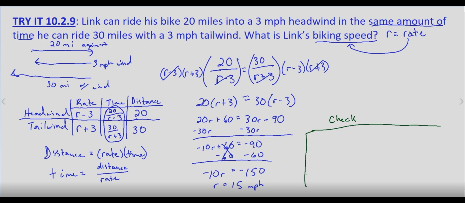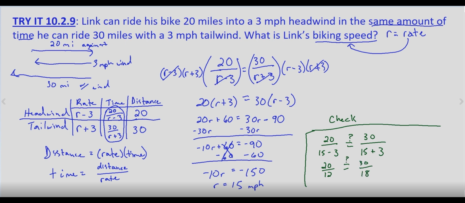Now we'll go ahead and check that, and we can do that a couple of ways. We can look at, does his rate times the time equal the distance? But we don't know the times other than that they're the same. So we'll just use our proportions that we originally set up. 20 over 15 minus 3, we want to know, does that equal 30 over 15 plus 3? So 20 over 15 minus 3 is going to be 20 over 12. We want to know, does that equal 30 over 18?